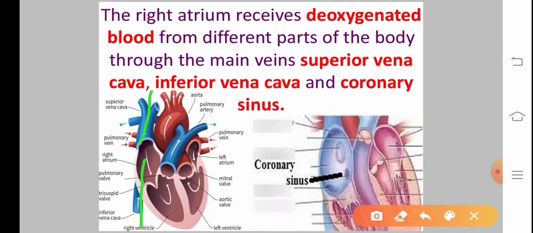Deoxygenated blood enter into the right atrium and from the coronary sinus. This is the coronary sinus. So from the heart muscles, deoxygenated blood enter into the right atrium through this coronary sinus.